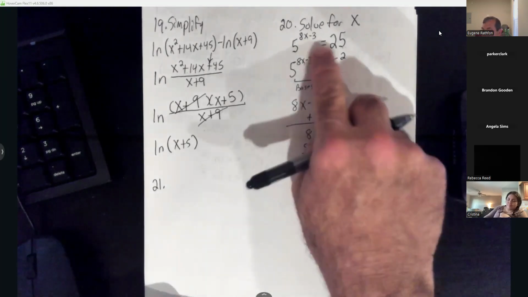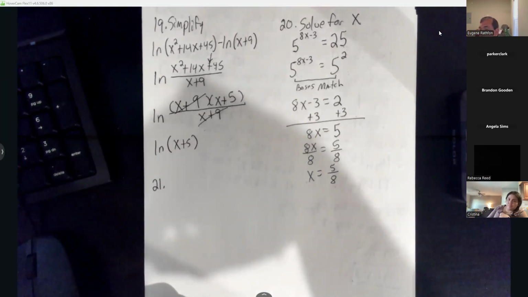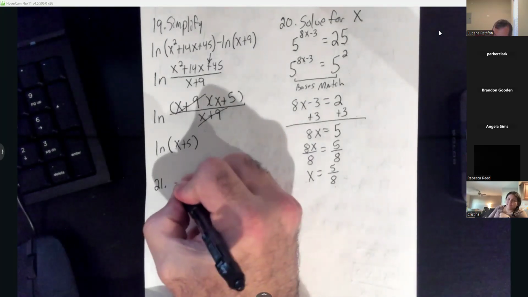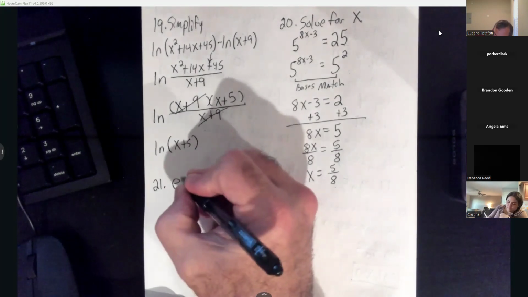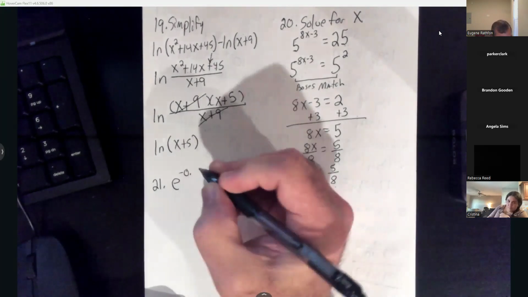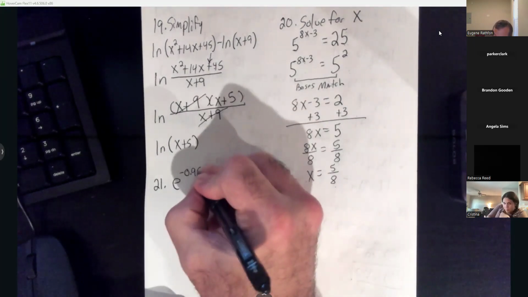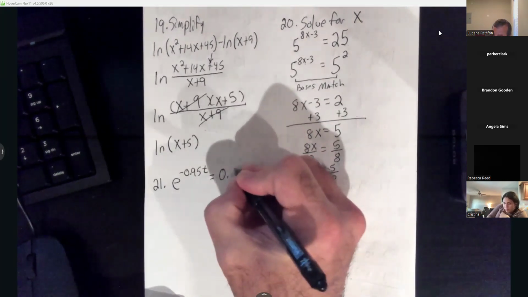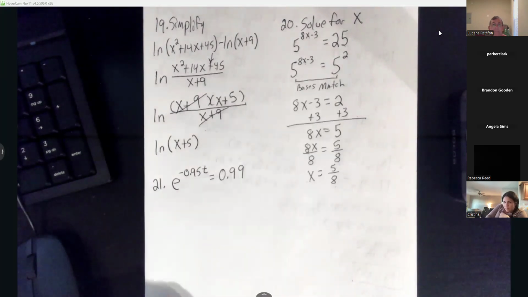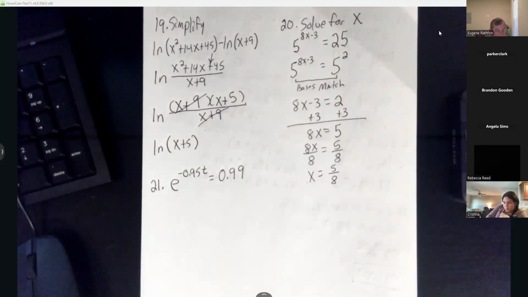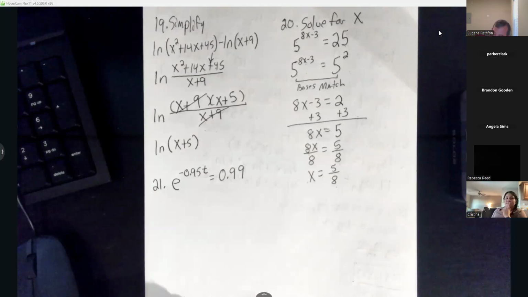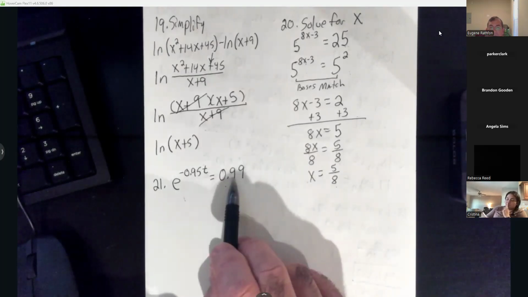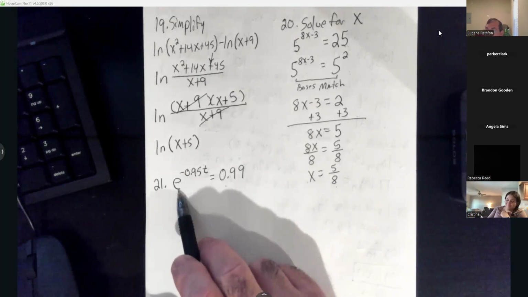Now, you know they gave me one I could rewrite, so they're going to give me one that I can't rewrite, right? And here it goes. e to the negative 0.95t equals 0.99. Check it out. I'm not even going to try to rewrite this one with the same base. There's no way I can rewrite 0.99 as e.